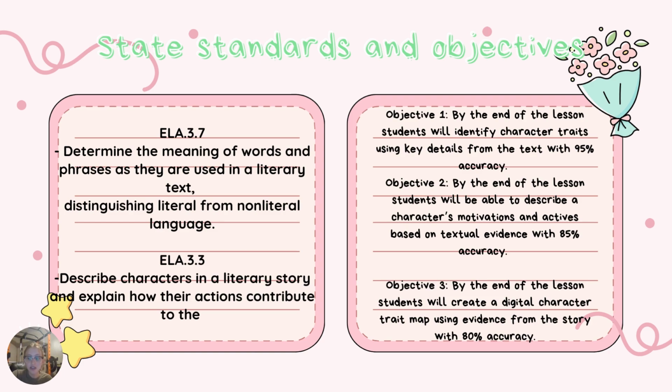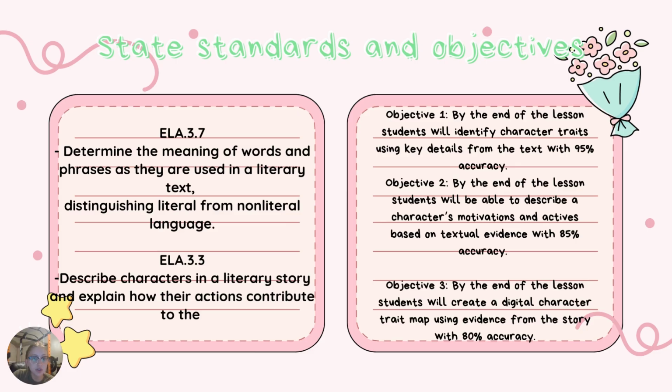In this lesson, the state standards we are going to be discussing are ELA 3.7 and ELA 3.3. ELA 3.7 is determine the meaning of words and phrases as they're used in literary text and distinguishing literal from non-literal language. ELA 3.3, we're going to be describing characters in a literary story and explain how their actions contribute to the story. Our objectives are Objective 1.